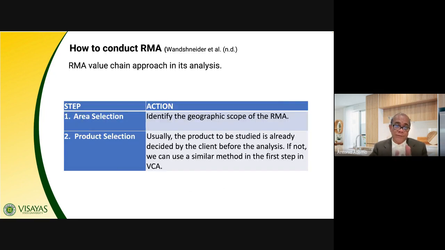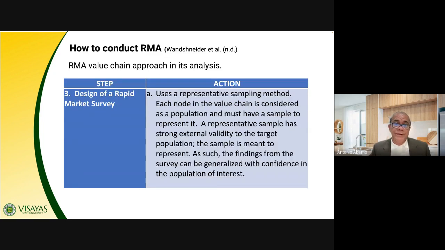Now, first, if you conduct an RMA, we look at it as a step-by-step procedure. This is coming from the results of Hans Schneider's research. One is area selection: identify the geographic scope, for example, Cebu or Ormoc. And then what product particularly are you going to select? And then design a rapid market survey. Use a representative sampling method.